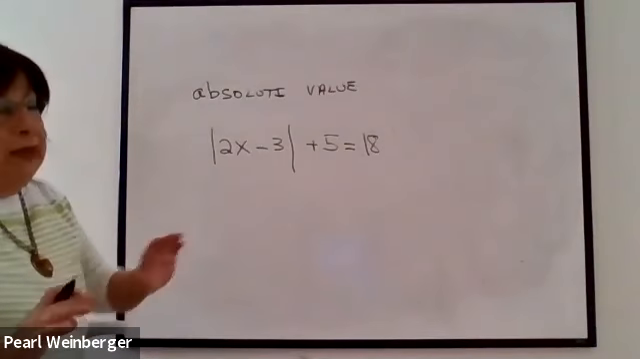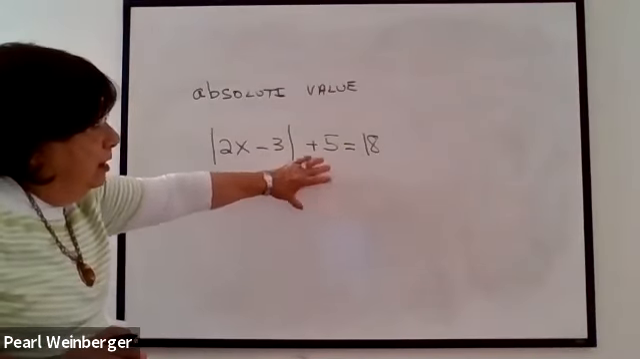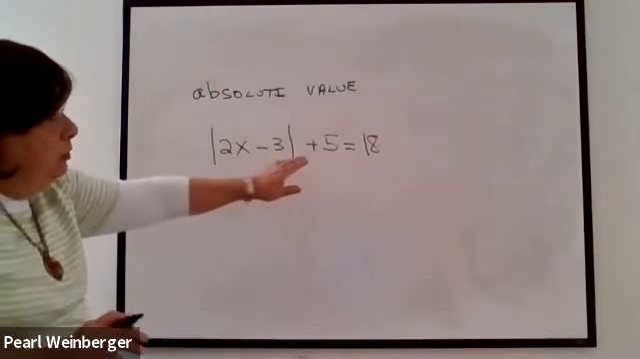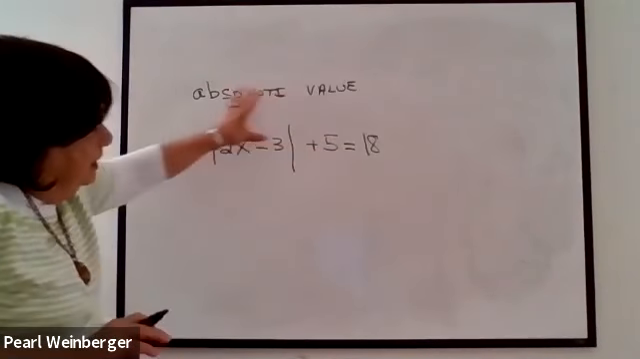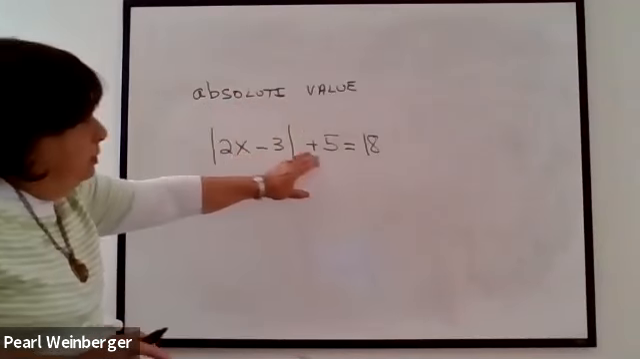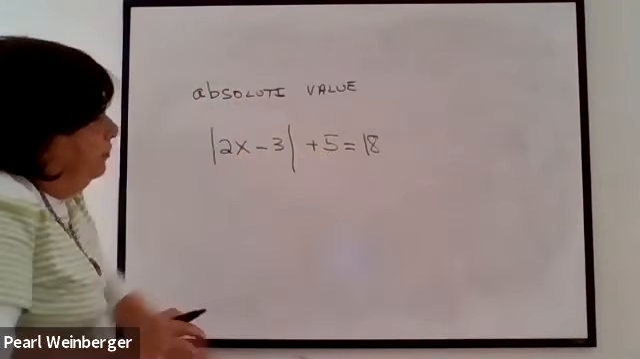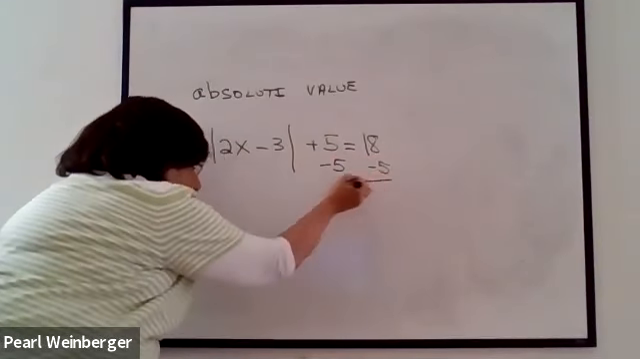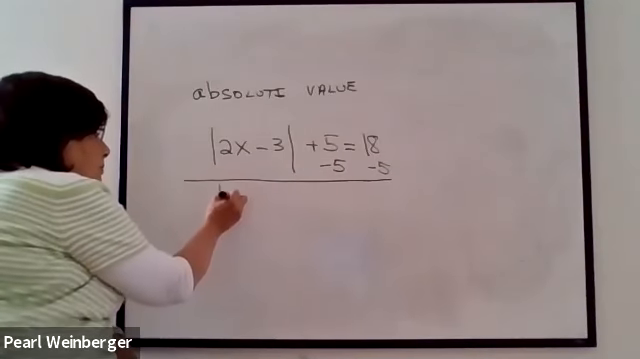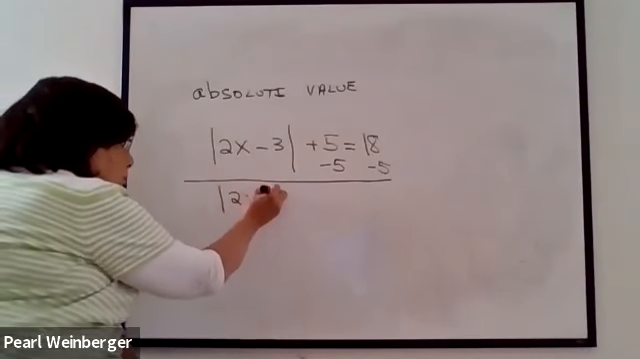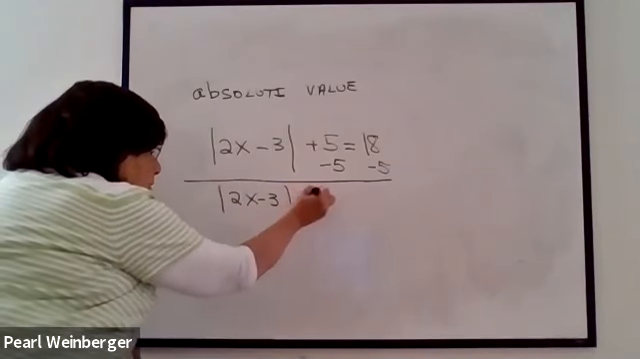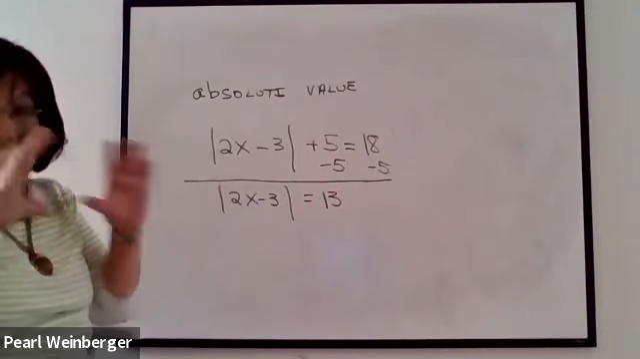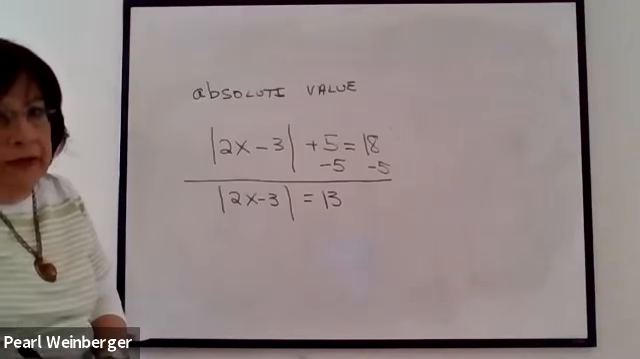The first step is to get the absolute value isolated. You don't want anything outside the absolute value. There's a 5 outside, and I want this all by itself. So I'm going to isolate the absolute value by bringing the 5 to the other side, which leaves me the absolute value of 2x minus 3 equaling 18 minus 5, which is positive 13. So step 1 is: get your absolute value by itself.